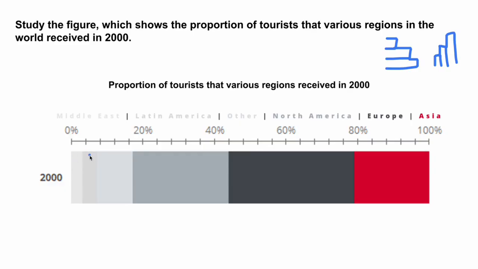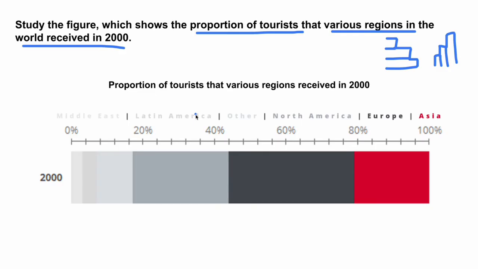And in this case, because we're looking at a percentage, and we know that percentage figures add up to 100%, it then makes sense for us to put it all as a stacked bar graph rather than have it separate. So in this case, the stacked bar graph refers to the proportion of tourists that various regions in the world received in 2000. So that means, for example, how many percent of the total number of tourists in the world visited the Middle East, how many percent visited Latin America, so on and so forth.